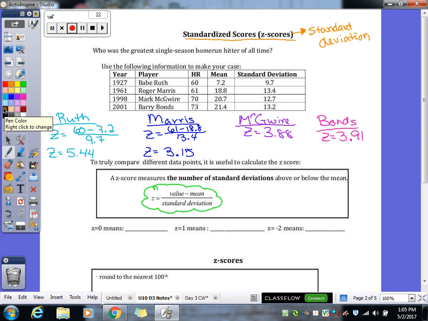So now that we have our z-scores, now it's actually fair for us to be able to compare their data. If we look at their z-scores, who was the better one? Ruth. Babe Ruth. Imagine if he had actually trained like we do today, how much he would be doing.